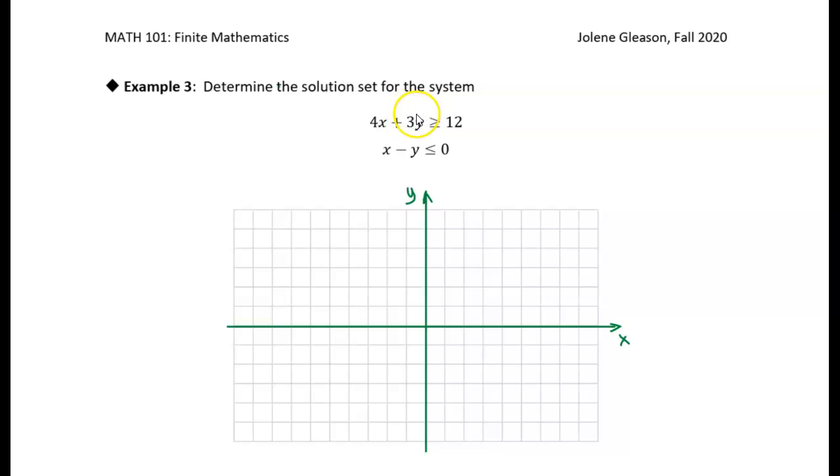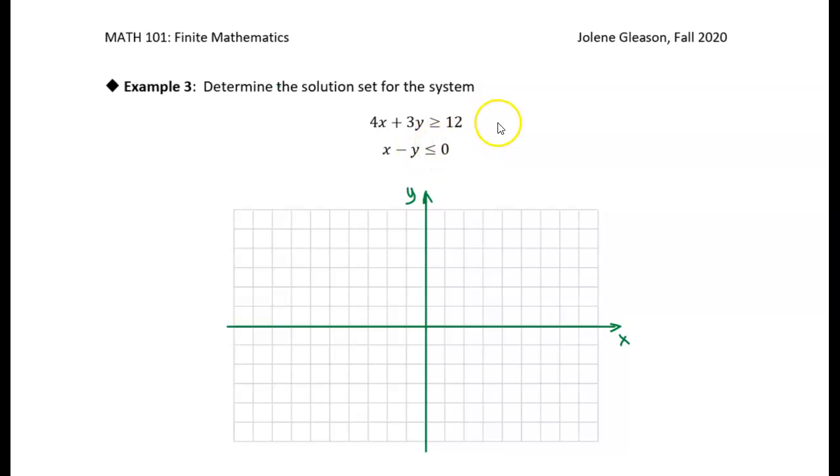All right, in example 3, we want to determine the solution set for this system of inequalities. Okay, so now we have more than one inequality, and we want to find the set of all the points that satisfy both of these inequalities. All right, now we're just going to start by graphing the lines.